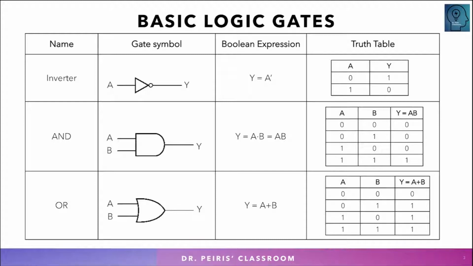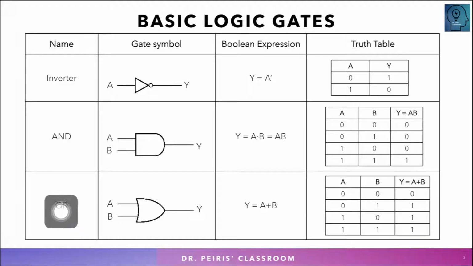If you look at the output column for the AND gate, you see a logic 1 for the output only if both inputs A and B are equal to 1. If both inputs A and B are equal to 1, the output would be 1.